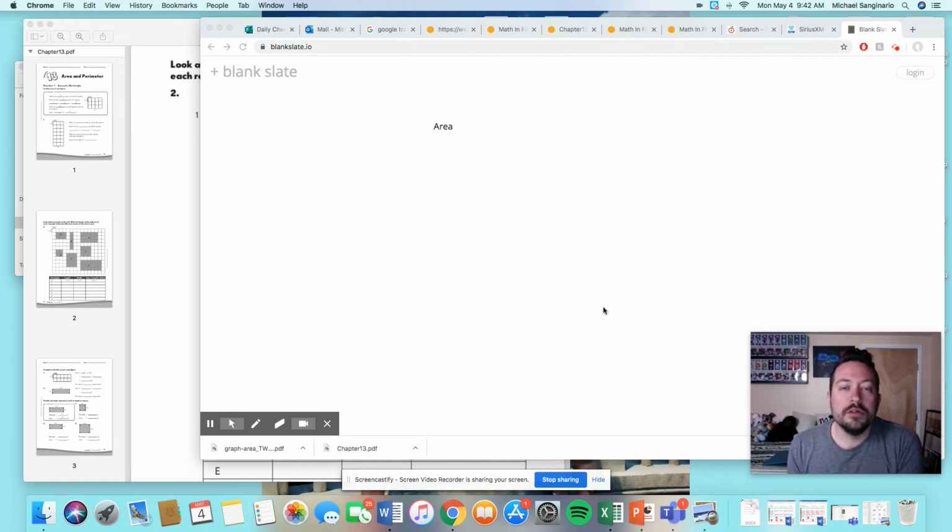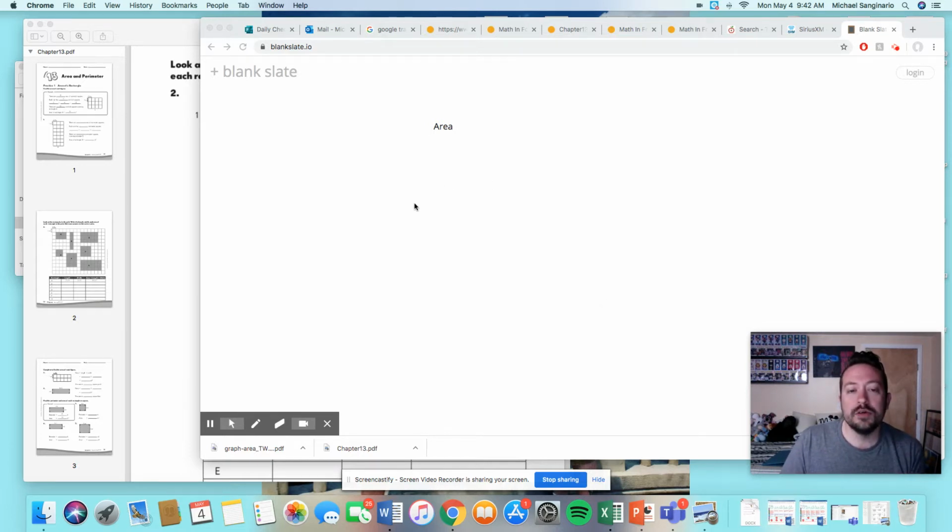Hello, boys and girls. So this chapter in math focuses on area and perimeter, and it introduces us to area with a pretty simple technique of just counting squares within the shape to give us the area, because the area is the square units that take up the inside of a shape, like a rectangle or a square.